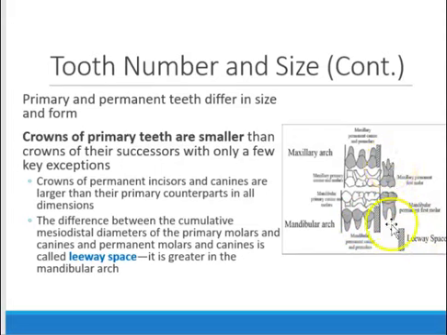Okay, so between the permanent molar and the permanent premolar, which is eventually going to come up and erupt, there's going to be a space. So once these teeth fall out, and these 3 teeth come out, there's going to be a space, and that space is known as your leeway space. And you can see the leeway space is bigger on the mandible compared to the maxillary arch.